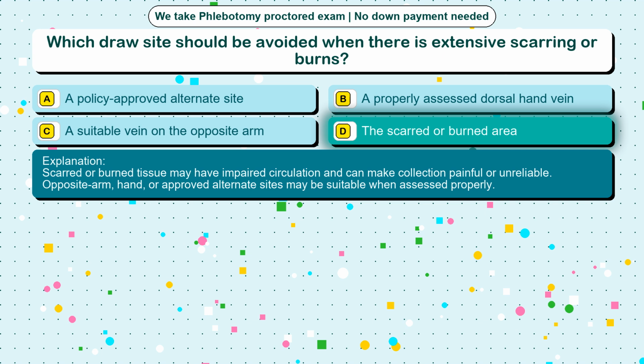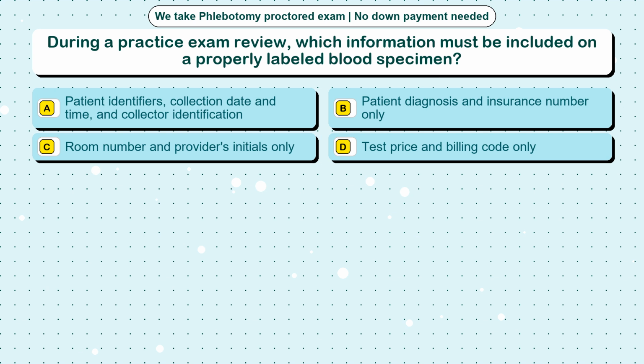Question 71. During a practice exam review, which information must be included on a properly labeled blood specimen? Option A, patient identifiers, collection date and time, and collector identification. Option B, patient diagnosis and insurance number only. Option C, room number and provider's initials only. Option D, test price and billing code only.